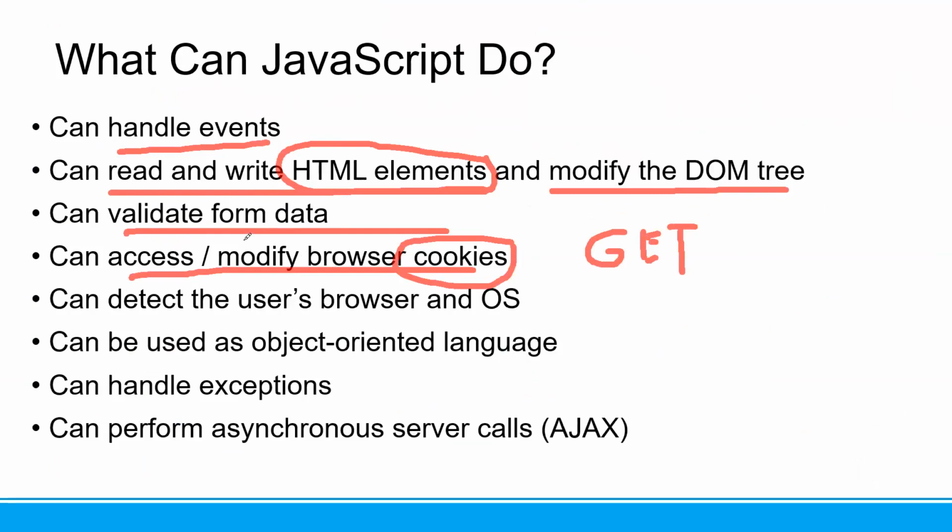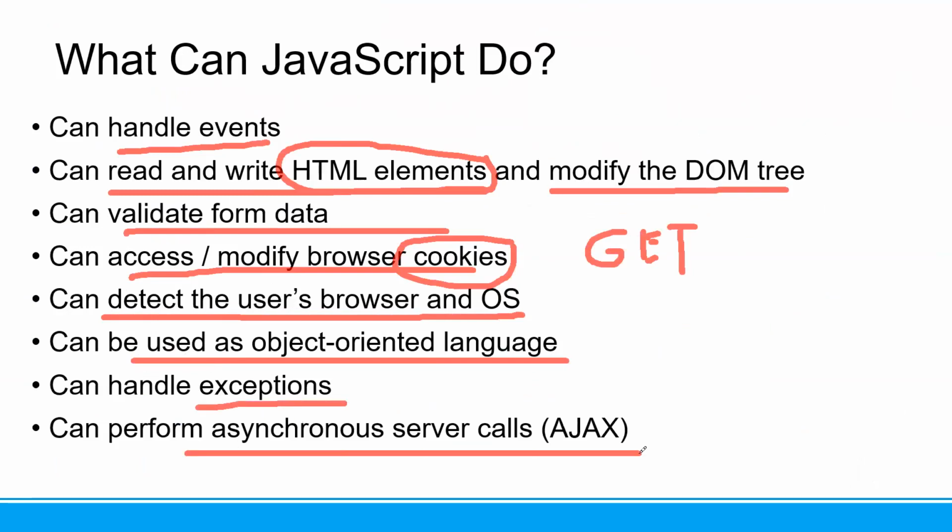So the website that we looked at before, Business Week from Bloomberg, actually uses JavaScript to handle the cookies. And it can detect the user's browser and OS. So why can Google detect our devices? Because they also use JavaScript. It can be used as object oriented. It can handle exceptions, and it makes asynchronous server calls, which we call Ajax.